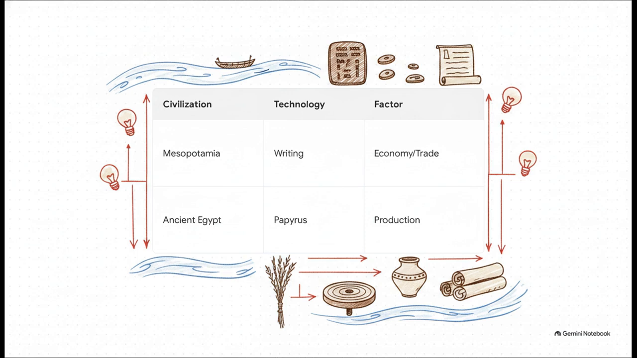And right below that, we have ancient Egypt, who created papyrus. That invention directly influenced the production and distribution of goods and ideas all along the Nile River. Do you see how we connect the civilization to the technology and then directly to the human impact? That's exactly what you need to do in your project.